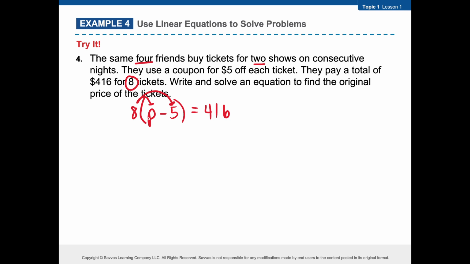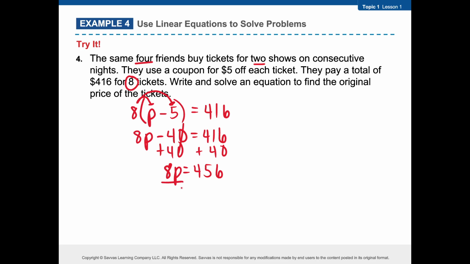Do your distributive property. 8 times P, 8P, 8 times negative 5, negative 40, equals 416. Add 40 to both sides. 8P equals 456. Divide by 8. And 8 goes into 45... $57 was the original price of your ticket.